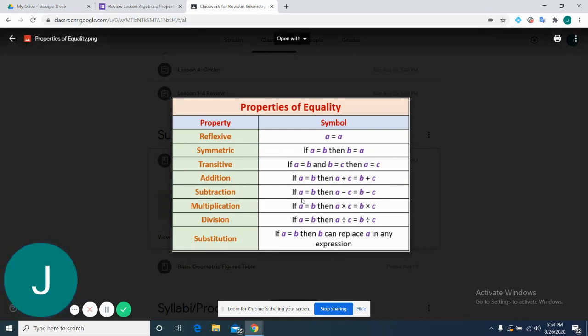And then lastly is substitution. Basically, what I'm saying is if A equals B, then B can replace A in any expression. So if A equals B, then anytime somebody says A, I could just say B instead. Look right here: we've said that anytime we say A, we can say B instead, or vice versa. Anytime there's a B, we can put an A there.